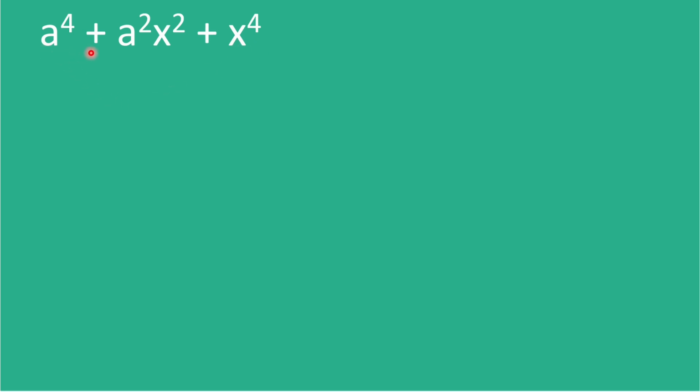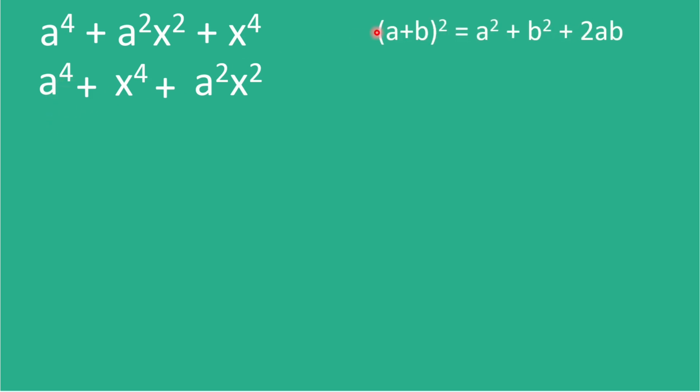So first of all we will rearrange this question as a power 4 plus x power 4 plus a square x square. And now we will solve this by completing the square. So look at this a power 4. We can write this a power 4 according to this formula. We will make this a completing the square.